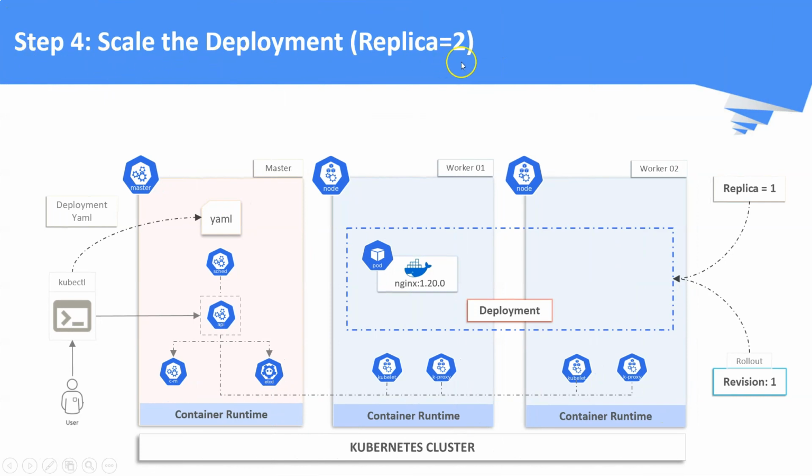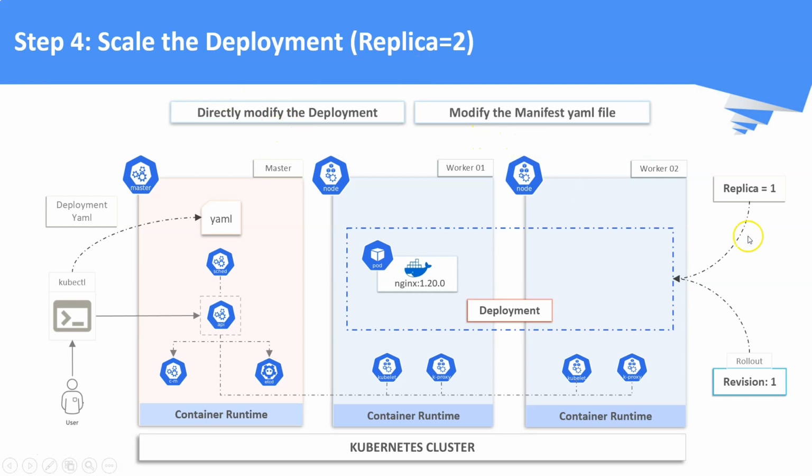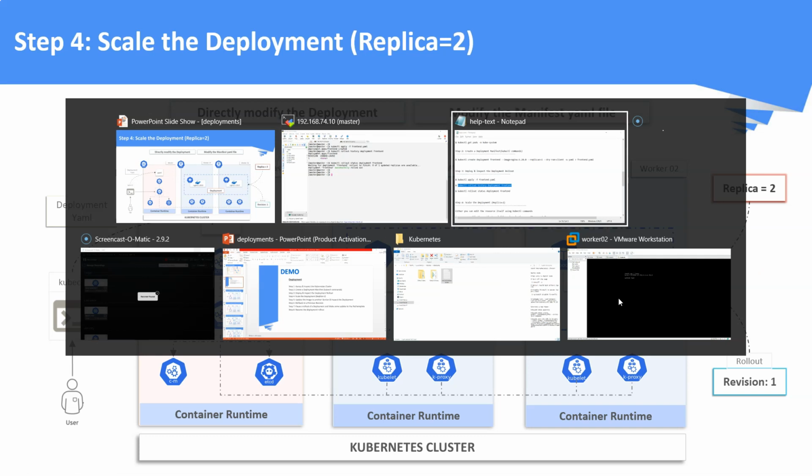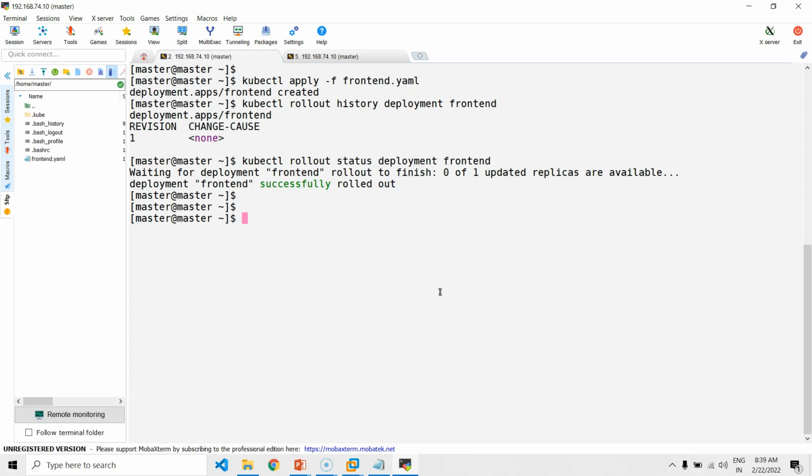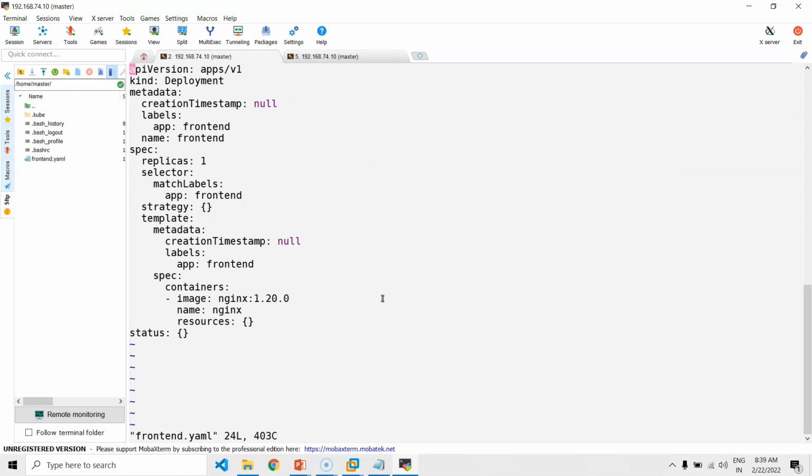Step number 4, scale up the deployment replicas to 2. Either you can directly modify the deployment to make these changes, or as a best practice, you can modify the manifest file and apply it in the cluster. For now, we will follow the best practice. Just open the frontend.yaml file and edit the changes accordingly.